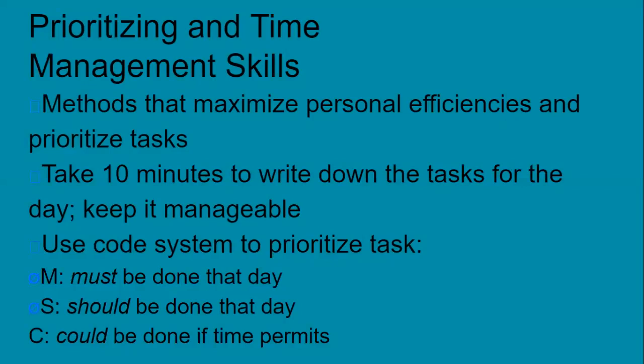Prioritizing and time management skills. Methods that maximize personal efficiencies and prioritize tasks. Take 10 minutes to write down the tasks for the day. Keep it manageable. Use a code system to prioritize tasks. Okay, you need to remember this because it is on the NCCT test. M is must be done that day. S is should be done that day. And C is could be done if time permits.